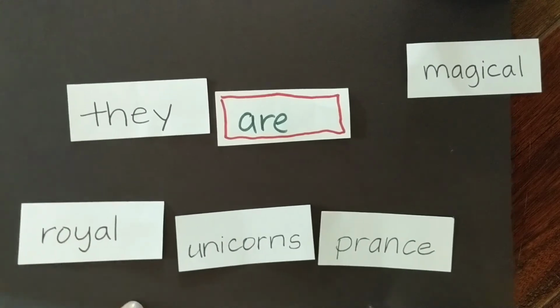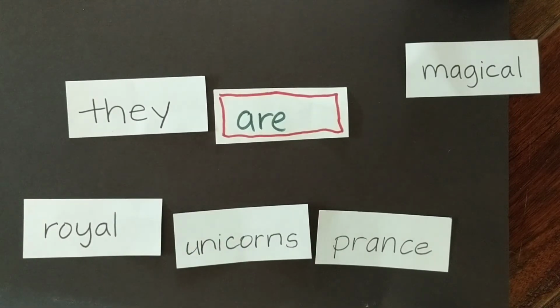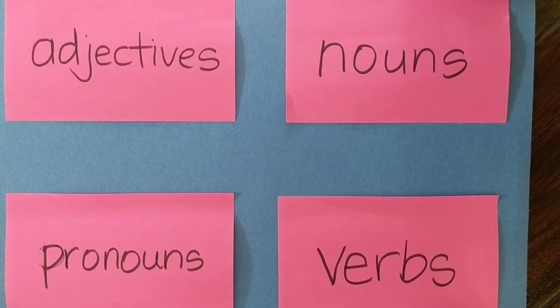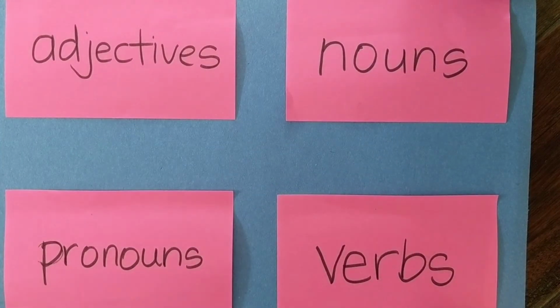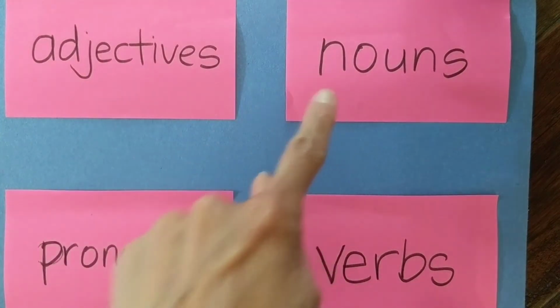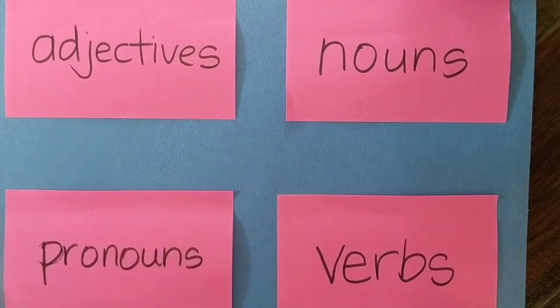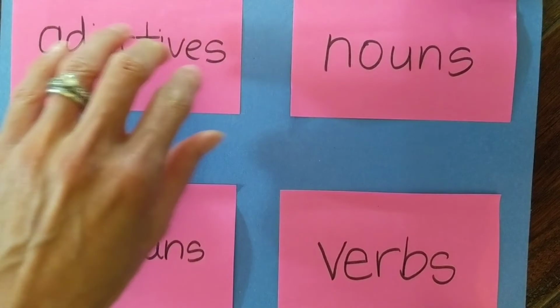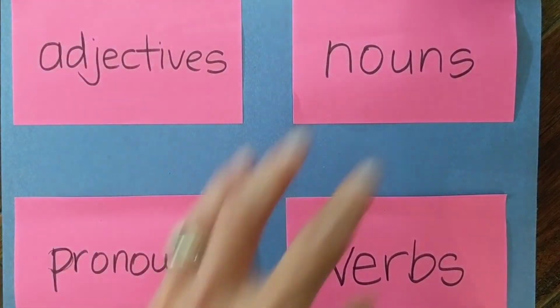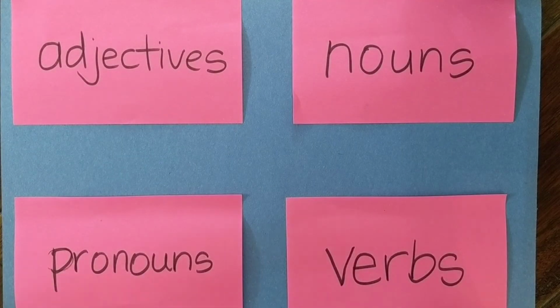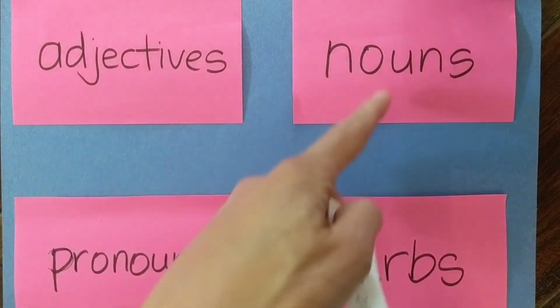The very last step with our words is that we're going to sort them into parts of speech that we've already practiced. So to sort our words, we're going to make labels of the parts of speech we've already talked about. Adjectives, nouns, pronouns, and verbs. We've talked about all four of these in grammar steps 1 through 4. So I just have Post-its. You could just write these on a piece of paper. You don't even need paper. You could just say, this is our adjective spot, noun spot, pronoun spot. But for our purposes, here's our labels.